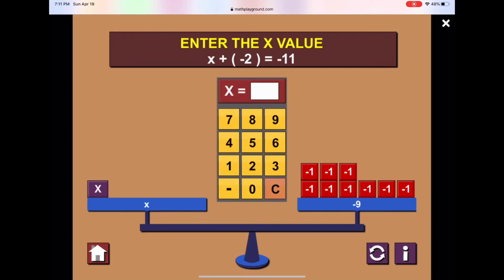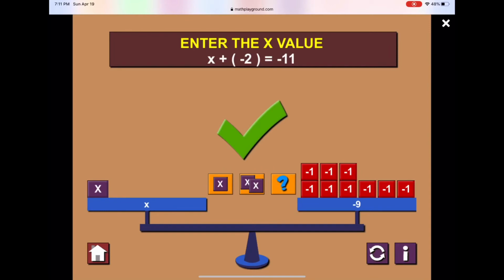So x equals, what do you think x equals? Hopefully you didn't say -11, because what does the balance tell me? X equals -9, because I have -9 on the right side of the balance. And that's how you play this game. So I'm going to have you guys record 6 of them and record your steps as well.